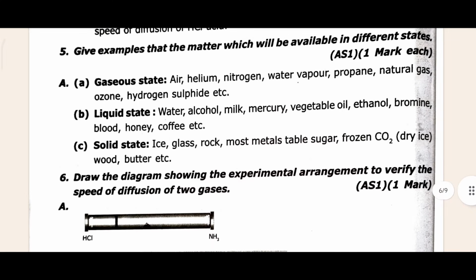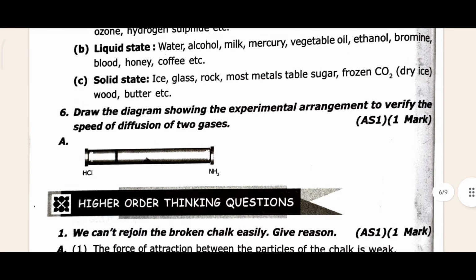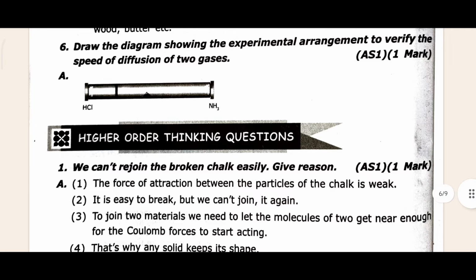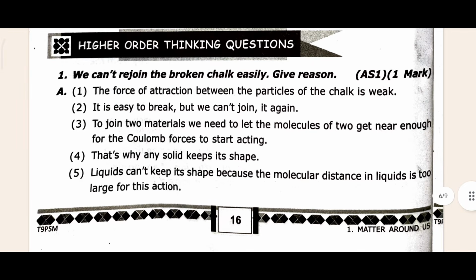The fifth question is: give an example of a matter which will be in a diffusion state, and that's the answer of that one. And after that here is the sixth question, and there is the answer of that one. Okay, so after that the higher order thinking questions are given. In this, the first question is: why can't we rejoin a broken chalk easily, give reasons, and that's the answer in 5 points.